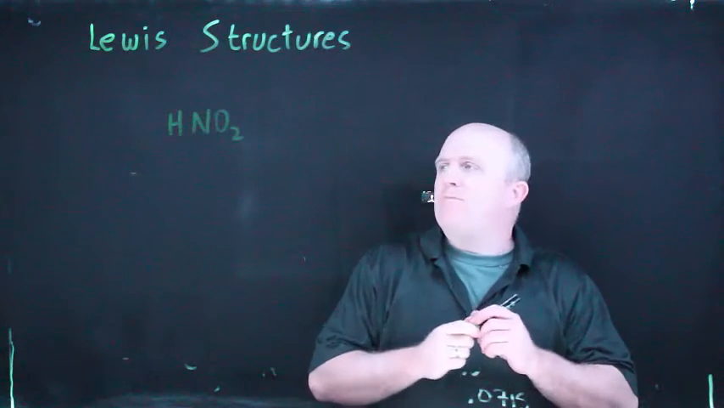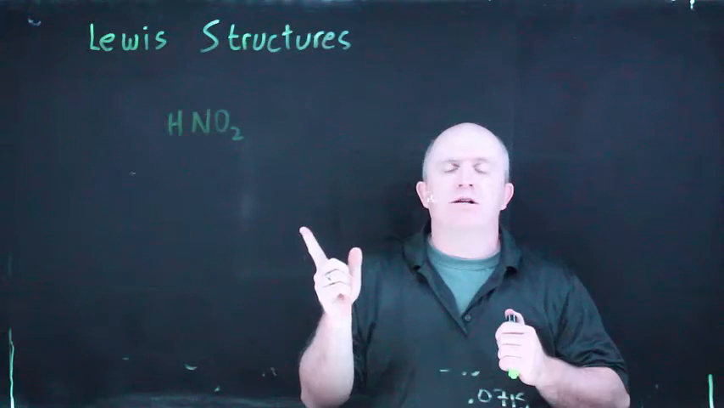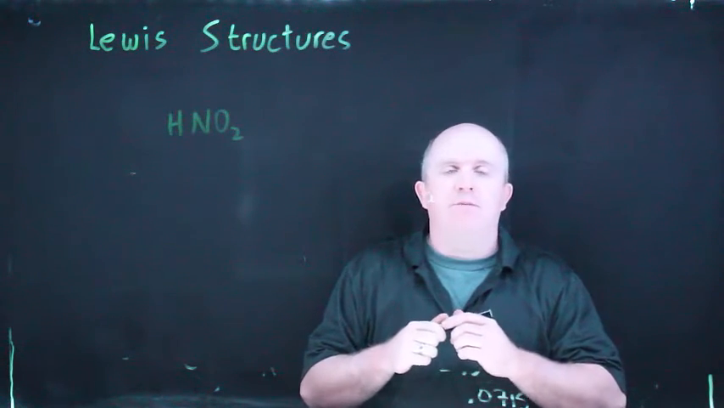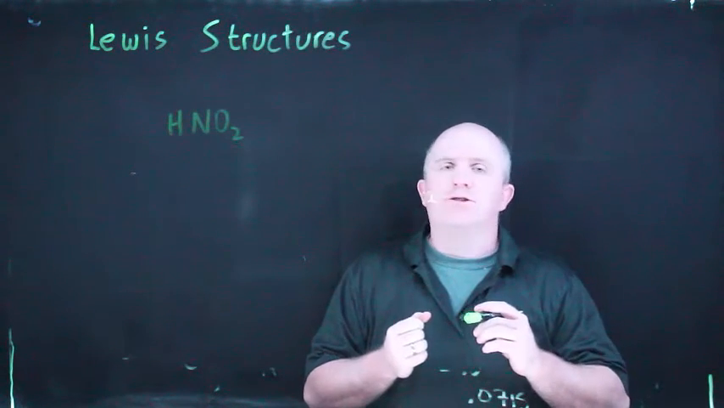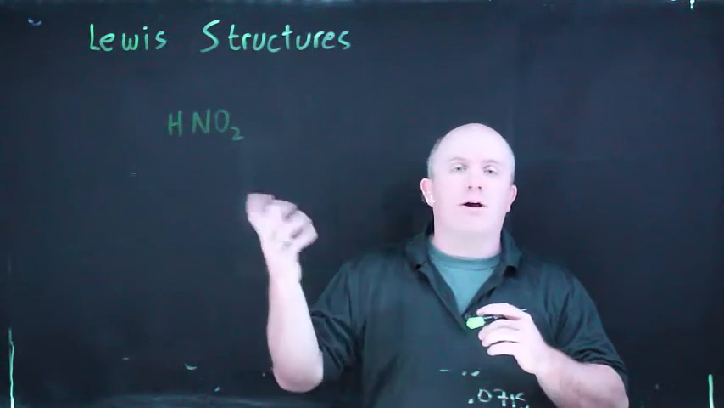So the basis of absolutely everything that we're going to do in organic chemistry is Lewis structures, and specifically the ability to generate Lewis structures for carbon-containing compounds. Having said that, you have largely already learned how to do Lewis structures in previous coursework, so I'm going to simply assume that you know how to generate one.